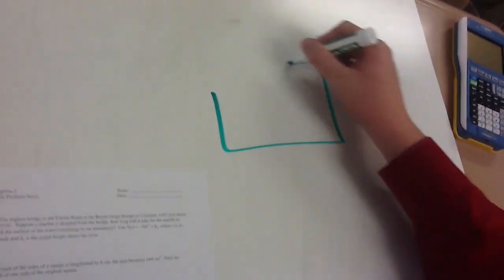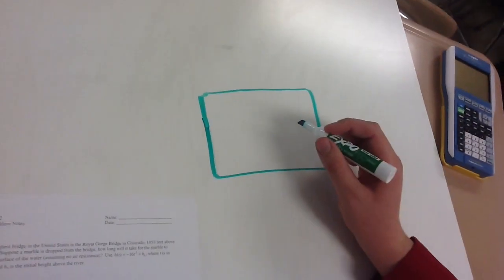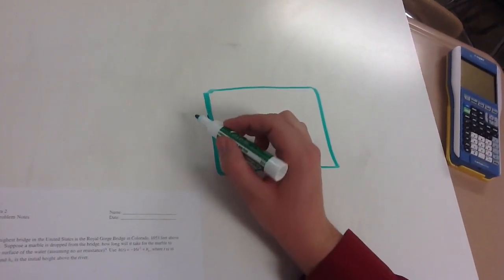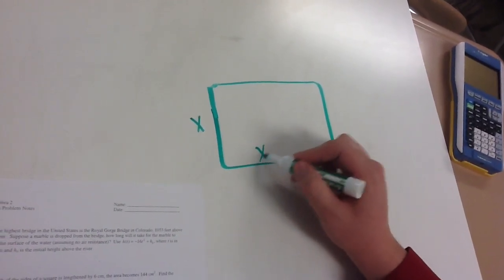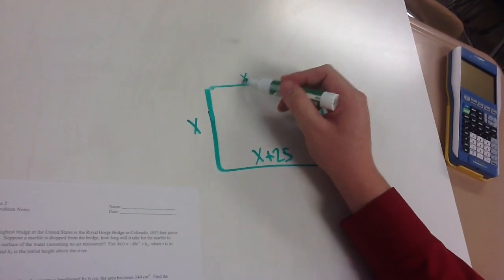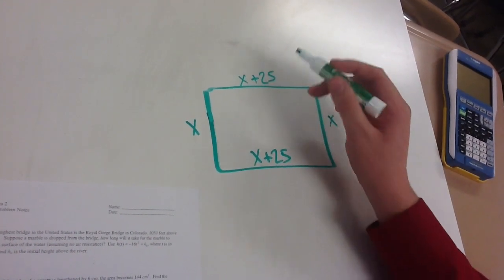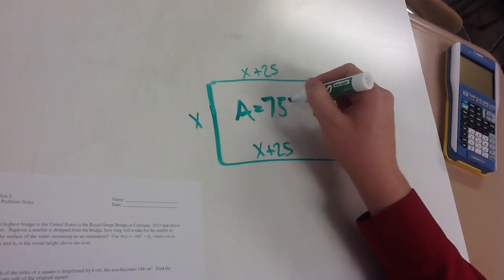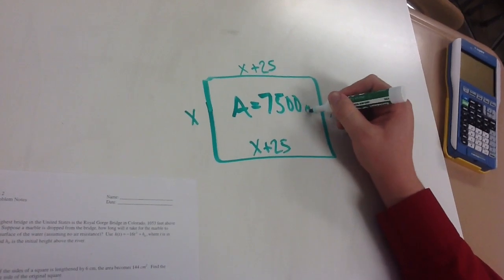So I want to start off here, and I'm going to draw a picture of my rectangle this time. I know that the width is shorter, so I'm going to say this is going to be x, and that's going to be x plus 25. If you want to label all sides, you can do that. It's not a big deal, but we're only going to be using 2 of them. And I know that my total area is going to end up being 7,500 meters squared.